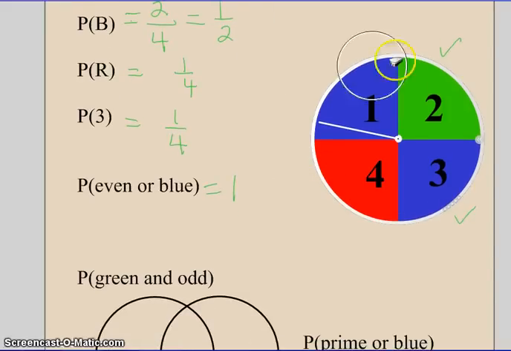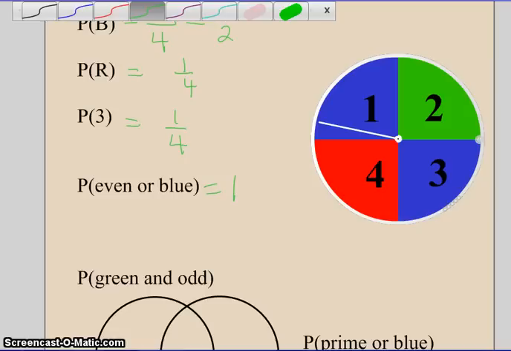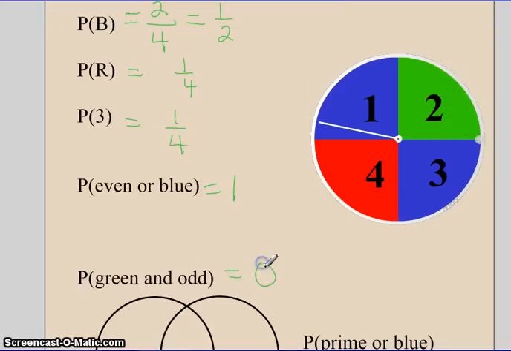What about green and odd? Green and odd means that the number has to be both green and odd. Well, our only green one is even, so the probability is what? 0. That can't happen. We can't land on one that's both green and odd.